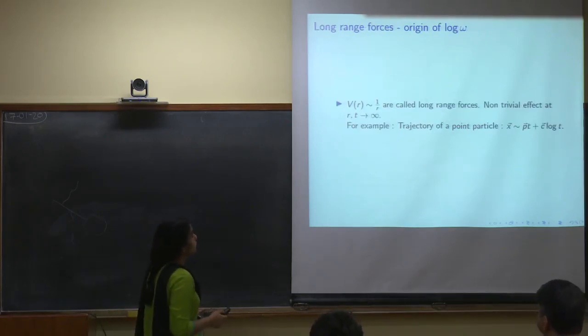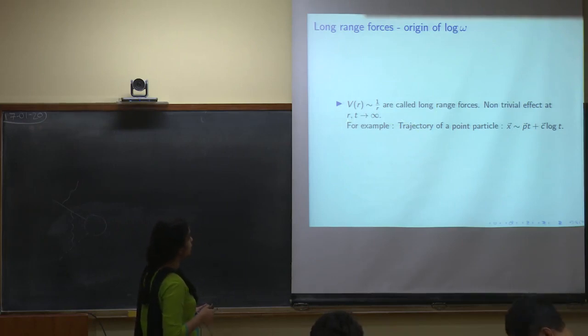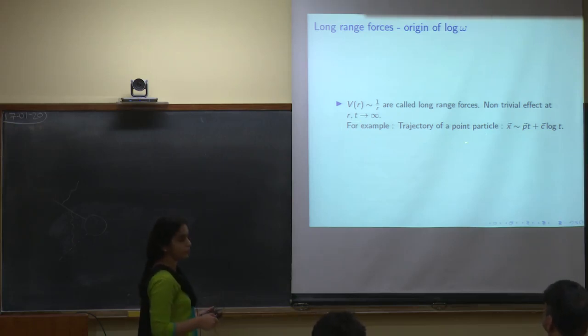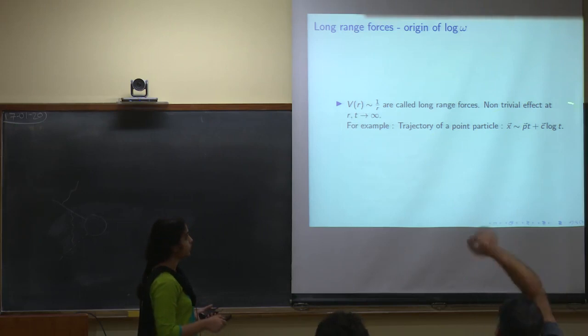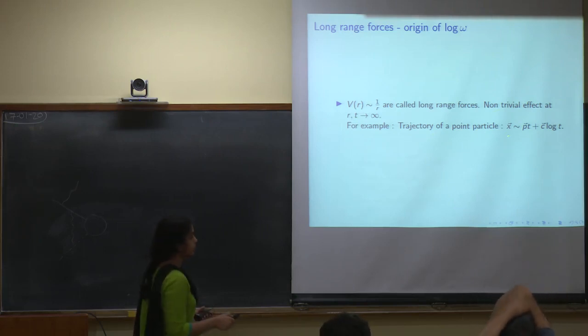Yeah. So the effect of this force is that it doesn't die off as you go to asymptotics. As t goes to infinity, for example, if we just consider the trajectory of a point particle, it produces a log t kind of term. And so this effect has to be included when we consider asymptotic dynamics.